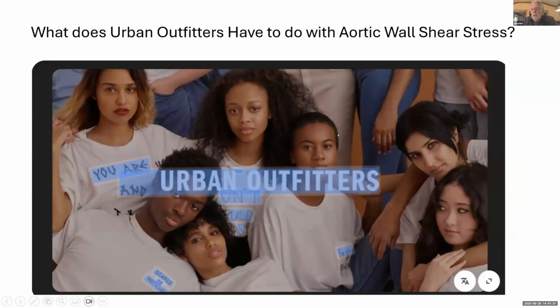So we are very interested in how the flow might be affected if we put matching valves that match the shape of the aortic sinuses. And so I'm asking the question here, what does an Urban Outfitters sale have to do with aortic wall stress?